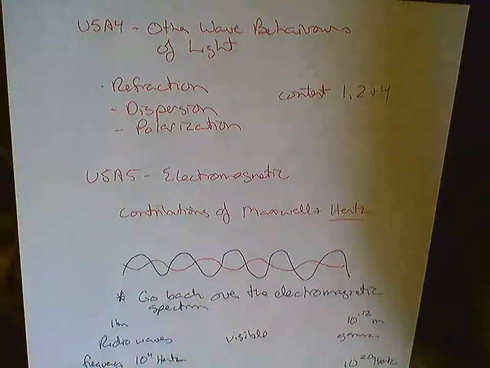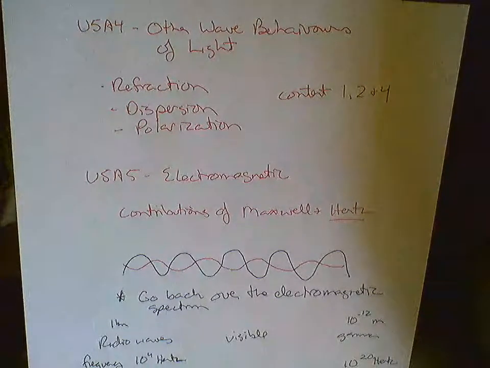I'm going to cover two sections here because this is mainly informational. U5A4 covers other wave behaviors of light. So when scientists study light, they've noticed things such as dispersion and polarization. Polarization has been important in glasses, like in vision, and also in TV sets. And then there's the idea of dispersion.